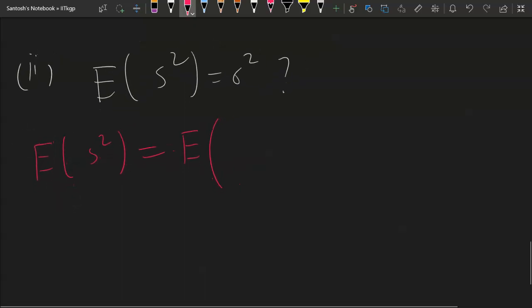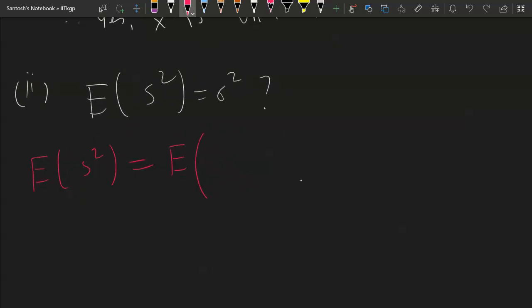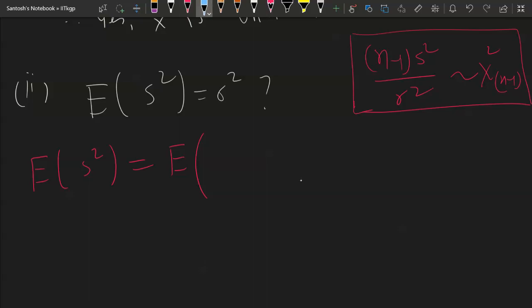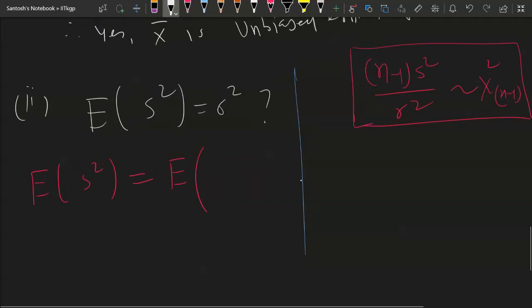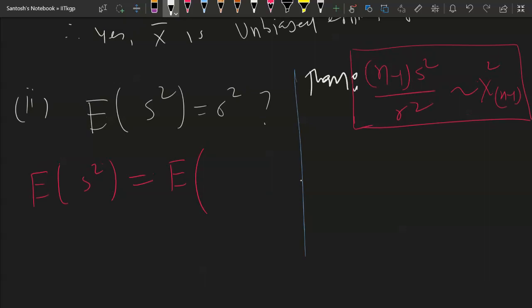Actually, we have one property, if you want to use that, it is easy. (n minus 1) S square upon sigma square follows chi square with n minus 1 degrees of freedom. You may use this property directly, but it is derived later on, so it will come later. If you use this, it is very easy. Suppose you know that (n minus 1) S square upon sigma square has distribution chi square n minus 1. So what we can do simply is take the expectation of (n minus 1) S square upon sigma square.